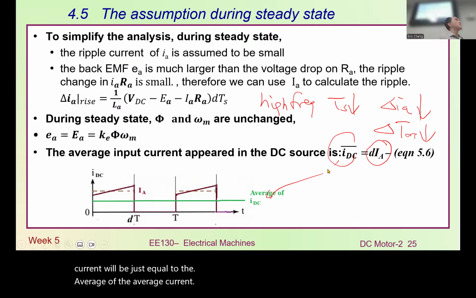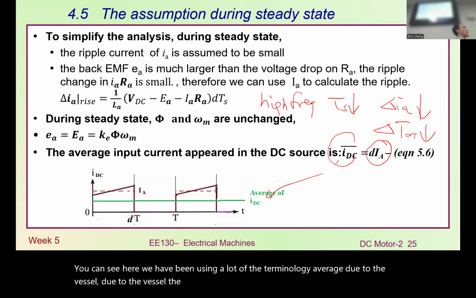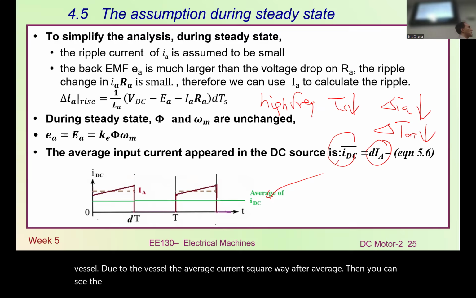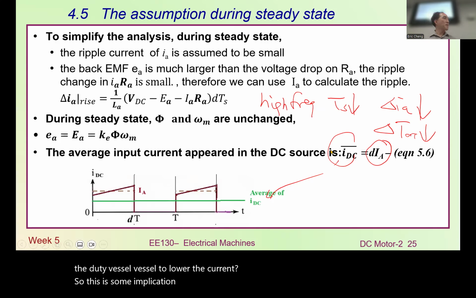You can see here, we have been using a lot of terminology: average, duty ratio, average current. After averaging the square wave, the current becomes a much lower value. How much lower is determined by the duty ratio. So there's some implication of why we need to use this method to lower the voltage, to calculate the average voltage.